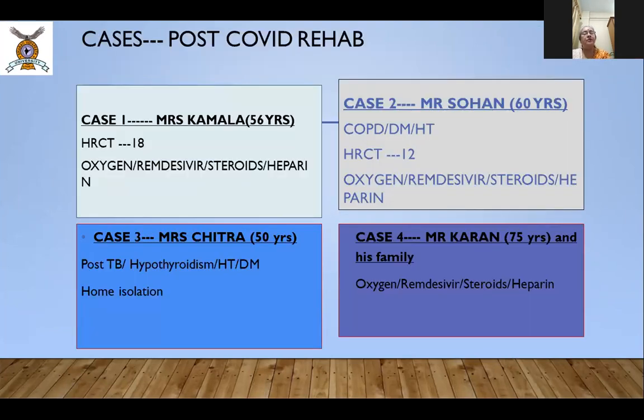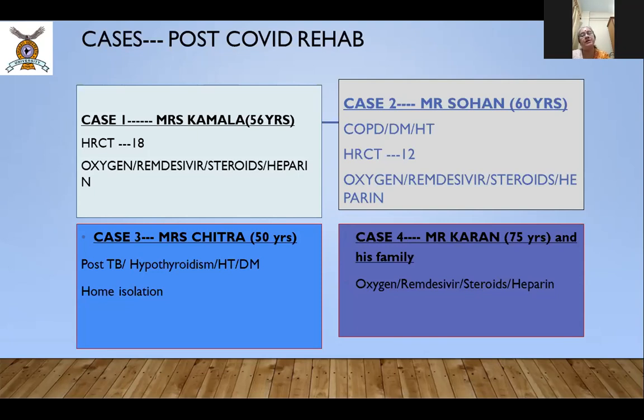So let us begin with these 4 patients. I have taken these as representative of various groups I have come across in the last 9 months. First I'll introduce Mrs. Kamla. She's a 56-year-old post-COVID patient. She was admitted during the first wave for almost 40-50 days in the ward. Her CT score was 18. She was treated with oxygen, remdesivir, steroids, and heparin. Our second patient, Mr. Sohan, 60-year-old.